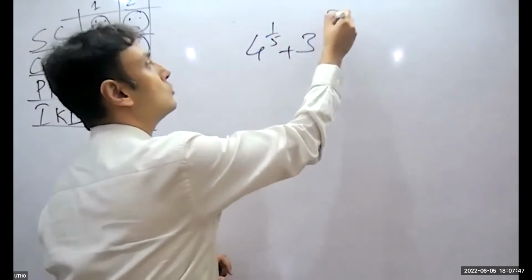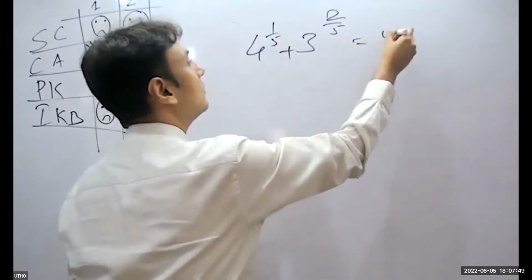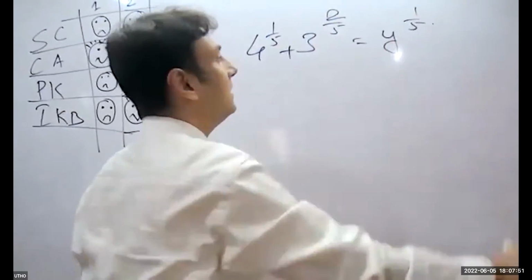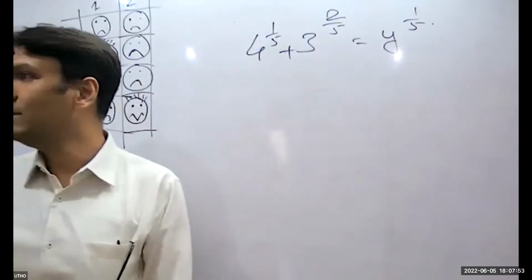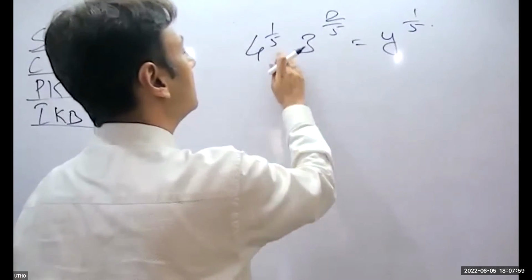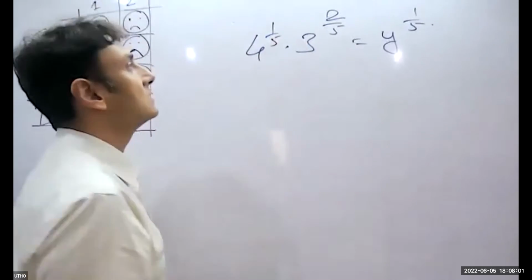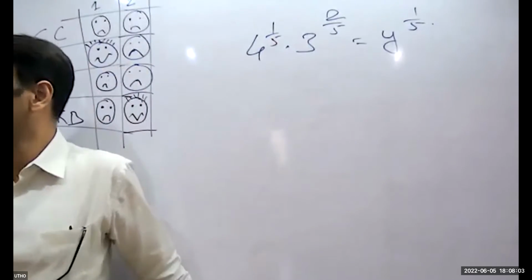4 to the power 1 by 5 plus 3 to the power 2 by 5 is equal to y to the power 1 by 5, and you have to find value of y, right, Pari? Sir, it was multiplied 4 into 3. Oh, so sorry. 4 into this. Chalo, Ishan, please help me out.